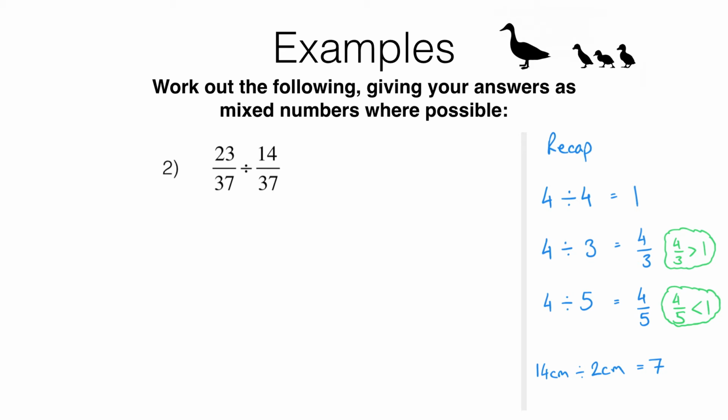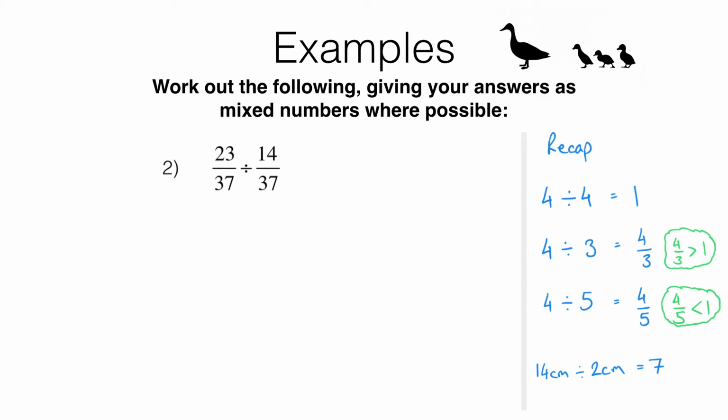Hopefully you spotted that we've got a larger quantity divided by a smaller quantity. 23/37 is greater than 14/37. So it's like this situation, which means we're going to get an answer that is greater than 1. Now we don't know what it's going to be just yet, but we know it's going to be greater than 1.